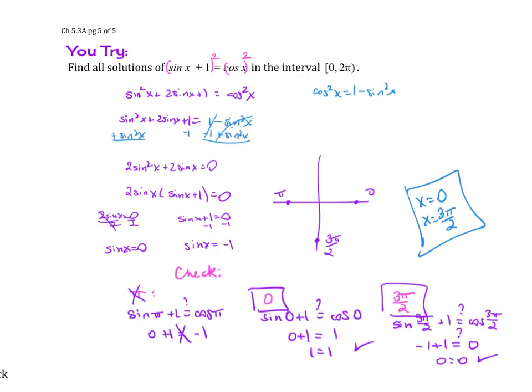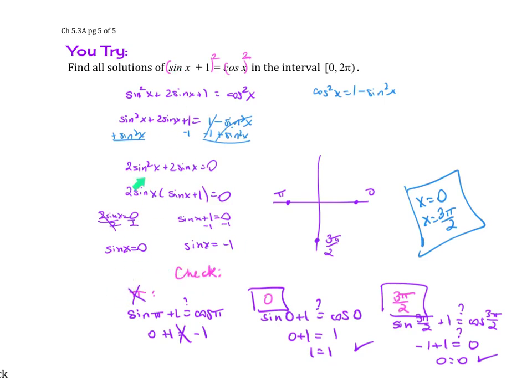If you try this out, you have to square both sides, and you would get all the way down to 2 sine of x times sine of x plus 1 equals 0. Then do the zero product property, and you see when sine of x equals 0 and when sine of x equals -1. That's true at 0, pi, and 3 pi over 2. Again, we're not including 2 pi because it's not in the interval, so we are including 0 but not 2 pi. Then we check each solution in the original.